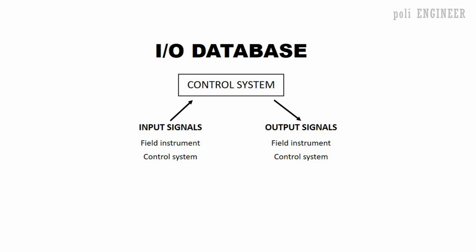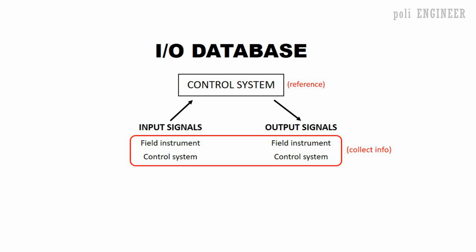In this video, I will talk about the document input and output database of a control system. In short, I/O database. The I/O database includes details of all input signals and all output signals of a control system, which can either be from a field instrument or even from another control system. Very often, this document creates a bit of confusion for an instrument engineer because all the details mentioned here are from the control system point of view.